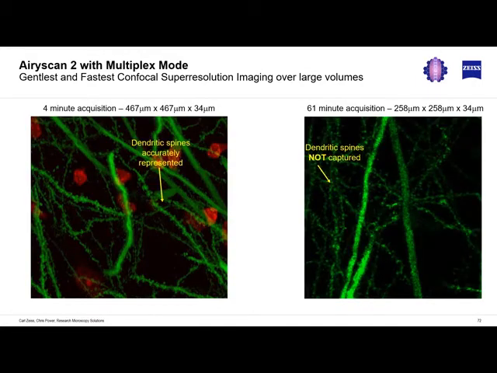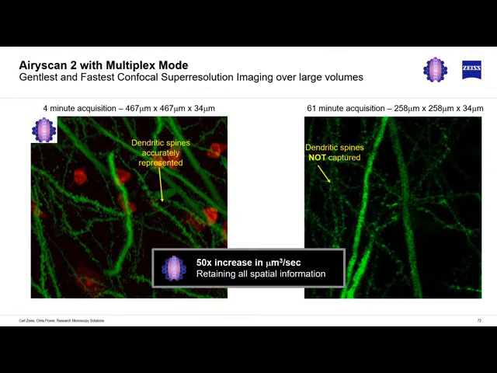And if we zoom in, you see that not only are we much quicker using the Airyscan approach, we're able to get better resolution in terms of resolving the dendritic spines. So sometimes it's not just about the speed, but it's about usable speed.